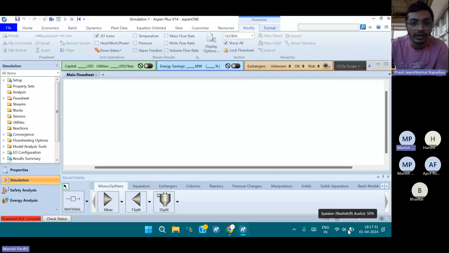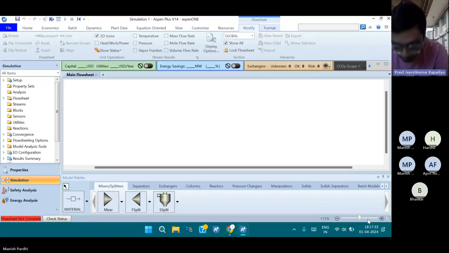Now, let's add the flowsheet. So we have one pump, one compressor, and one RCSTR reactor. So first add these three equipments.